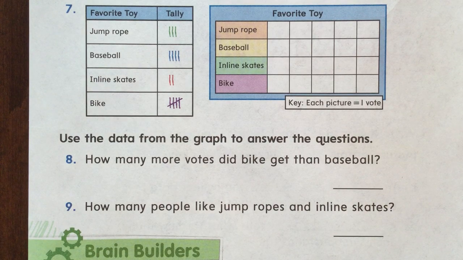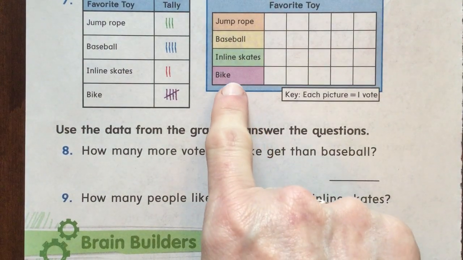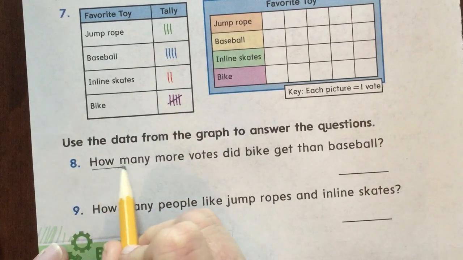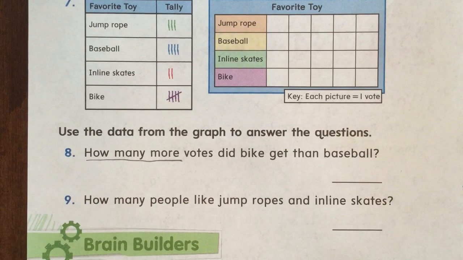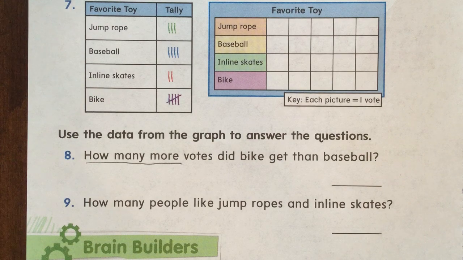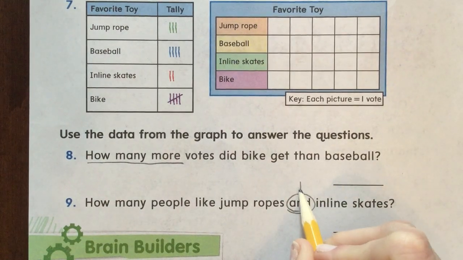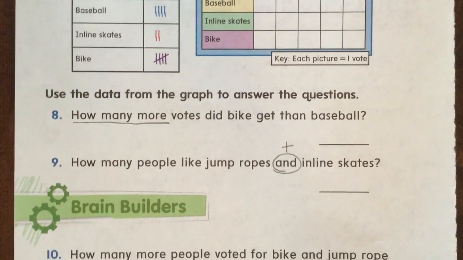How many more votes did bike get than baseball? So you're going to have to compare bike and baseball. And remember, when it says, how many more, what do you do when you hear those words? Number 9, how many people like jump ropes and inline skates? So here's the word and. So we want both of them. So that tells you that you're going to add those two data marks together. Okay, I'm going to leave the rest of that up to you.